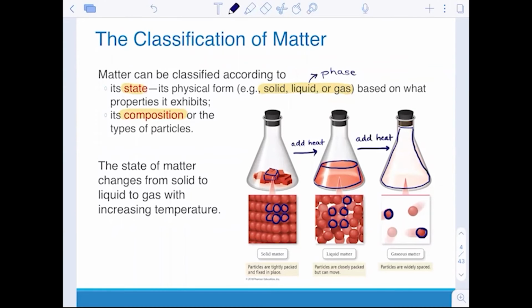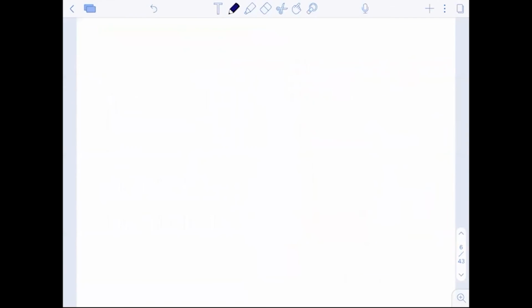When we want to talk about composition of matter, it comes with a variety of subcategories. The first thing that we want to think about with composition is, do we have one type of atom or one type of molecule in our sample? And so we can have a pure sample or a mixture.